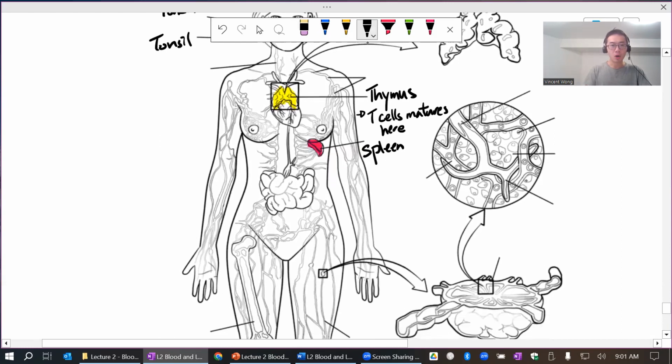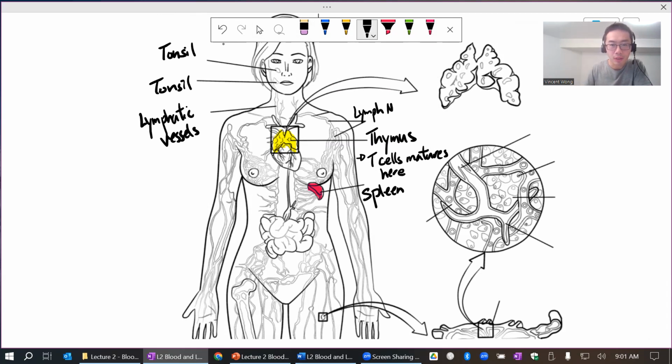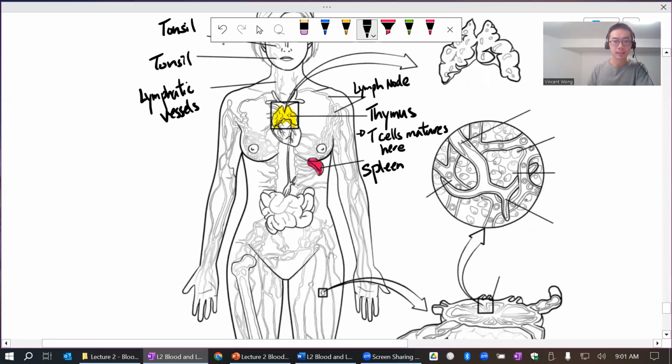All these lines here, I'm not going to color all of them, but those are your lymphatic vessels. You have some major ones going throughout the body. They have names, but I'm just going to call them lymphatic vessels. And over here, this is pointing at the bulges, if you look closely. So that's a lymph node. There's another lymph node right here at the neck.